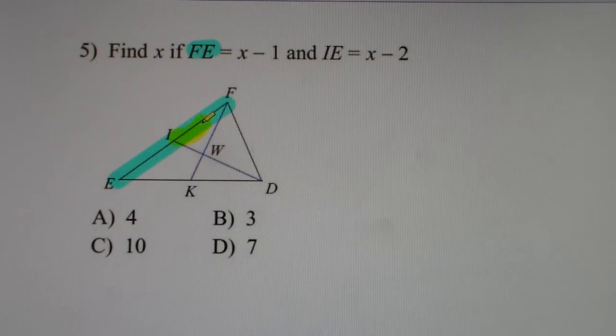IE is half. So you're going to have to double IE. So it'd be 2 times x minus 2, or x minus 2 plus x minus 2 equals x minus 1. And that's how you set up that equation.